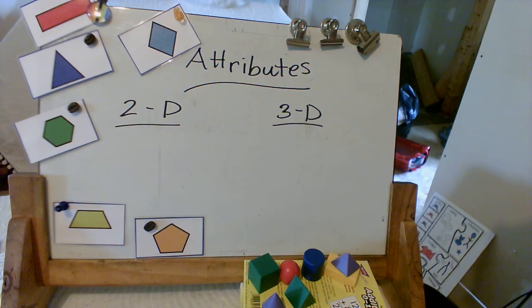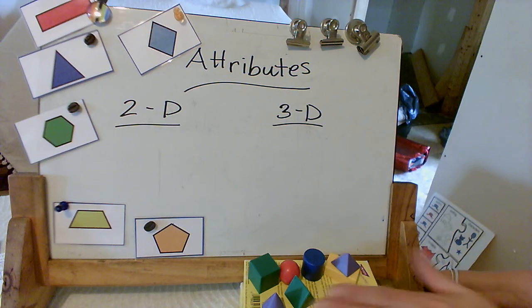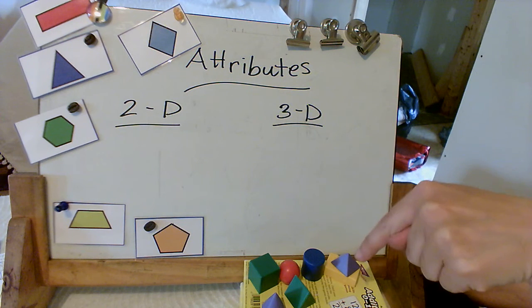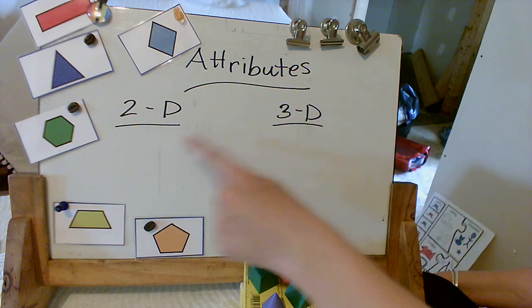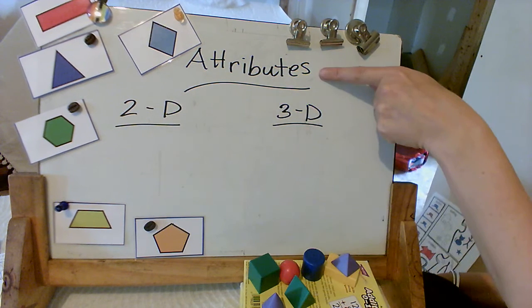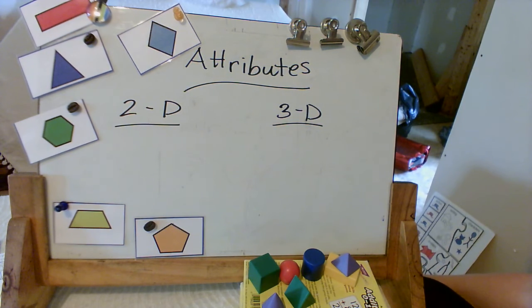Okay, so you can see that over here I have my 2-dimensional shapes, and up here I have some 3-dimensional shapes. And up here I have the word attributes, 2D, 3D. Do you remember what attributes means? What does that word mean? It means words that describe something. So your qualities or characteristics. And we're talking about attributes of shapes, 3D and 2D.